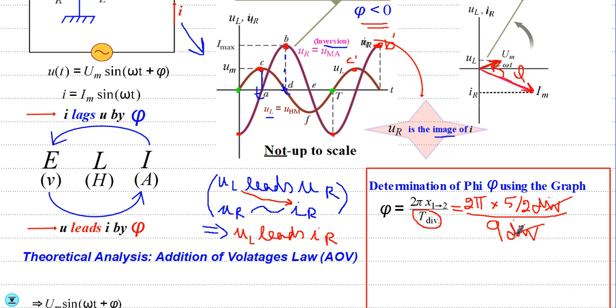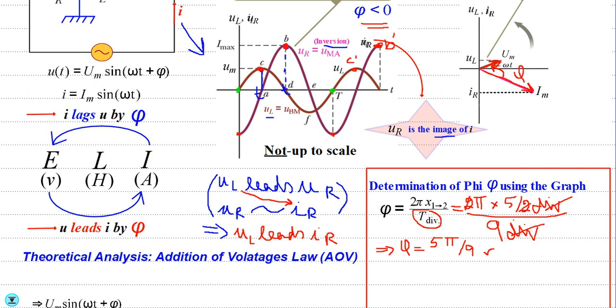Divisions over divisions will cancel out. 2 over 2 will cancel out. This implies that phi is equal to 5 pi divided by 9 radians. And worth mentioning that radians is the unit of the angle, not degrees.